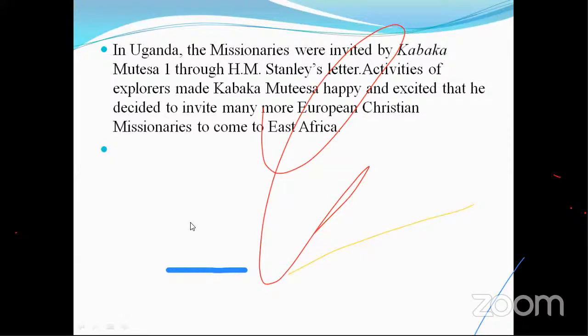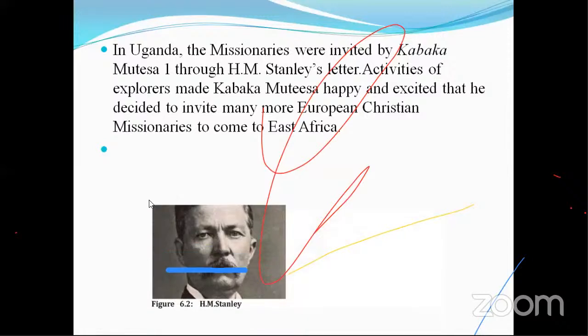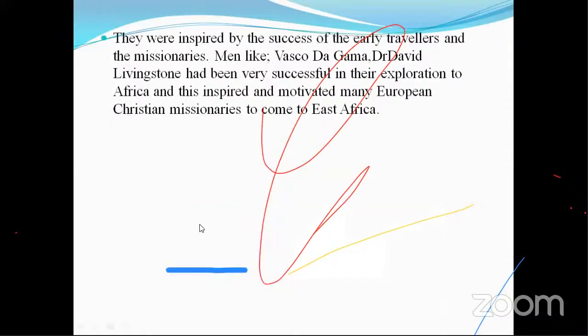So we are going to look at another point here. Before that point, we've got H.M. Stanley. That is his image. That's how the man looked. So this is another point. You've seen H.M. Stanley. You will see more of him when we send the notes.